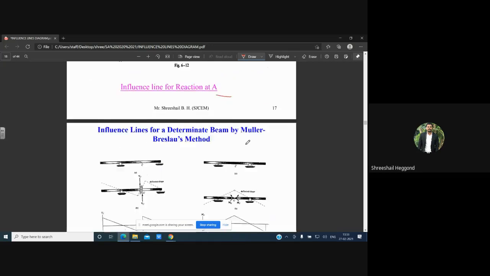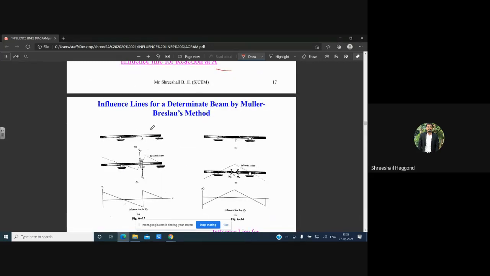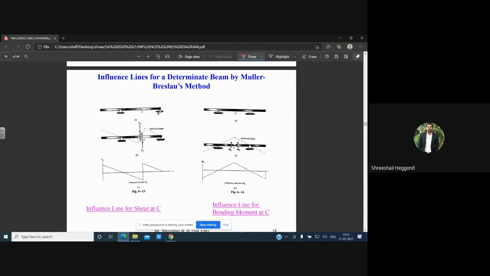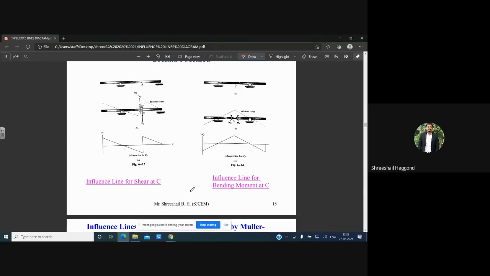Same, influence lines for continuous beams can be drawn as influence lines for determinate beams by Muller's method, as if it is one side overhanging. The ILD can be drawn as ILD at C point will be maximum for shear force, and bending moment can be drawn in the same diagram. The ILD for shear can be drawn as in the previous numerical example.